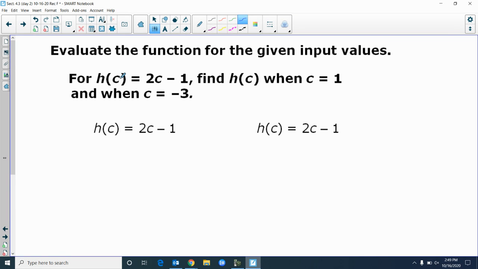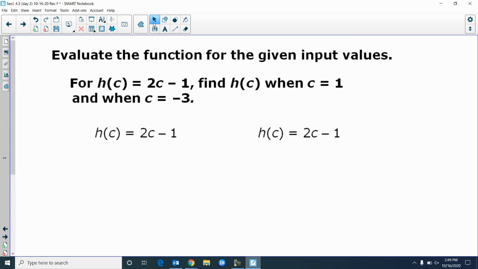All right, now this is on your guided notes. So let's take a look at this. And I would organize it like I have it here, one on the left and one on the right. It says find h of c when c equals 1 and when c equals -3. Now we've always been using f of x, but we can use different letters here. So for this one, let c equal 1. So h of 1 equals 2 times 1 minus 1.